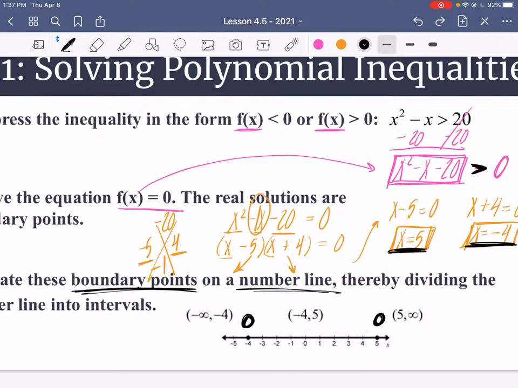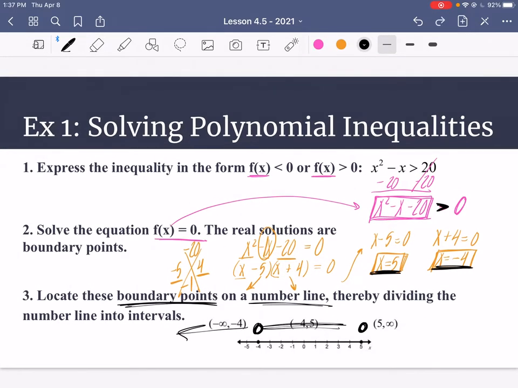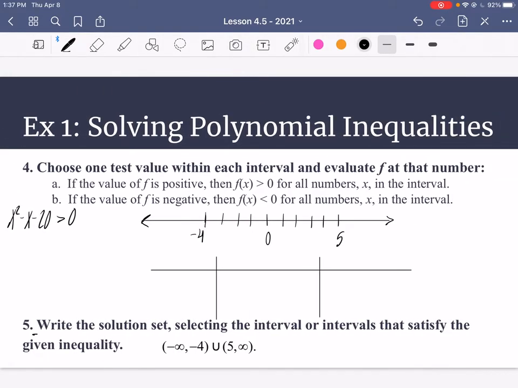So we need to figure out where the inequality actually points for the solution. Is the solution here to the left? Is it in between them? Is it to the right? And so we're going to do that next, okay? So after you locate these points on a number line, which I'm going to just transfer over here and show you guys, then what we have to do to get our final solution is we need to actually test some values within each interval that is created on our number line.